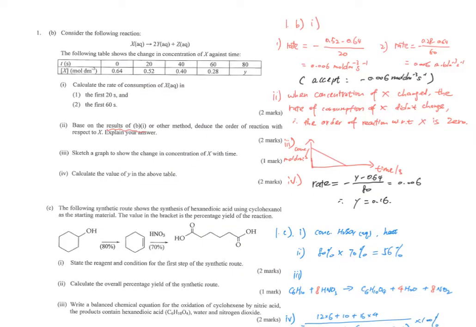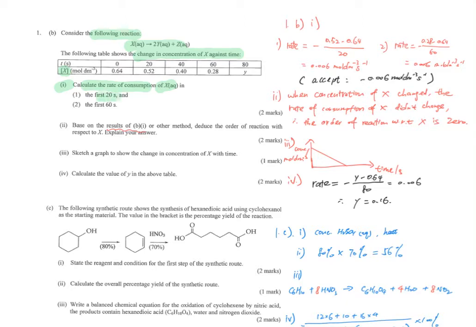Okay, then we go to 1b. Let's see the question. This part is related to rate equations. The table shows the change in concentration against time. That means the concentration of X decreases along the time. Part 1 asks you to calculate the rate of consumption of X. The concentration of X decreases along the time, so let's see the rates.